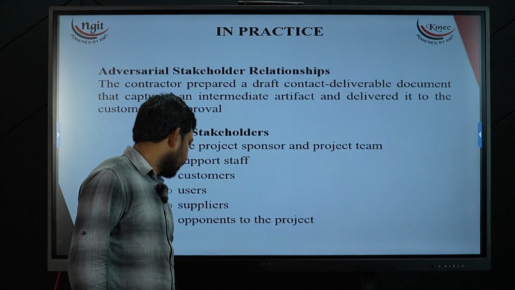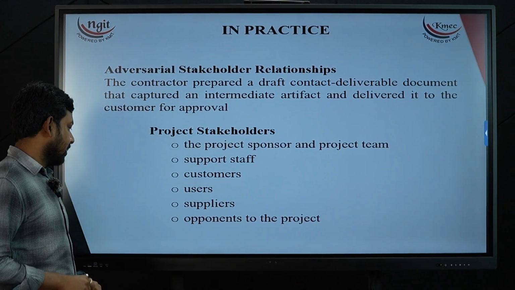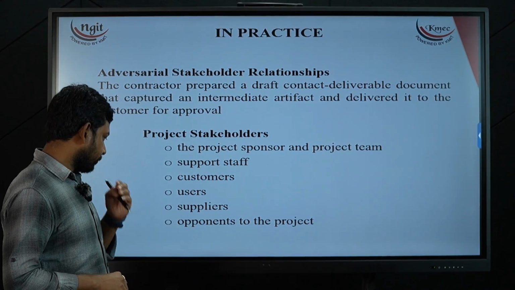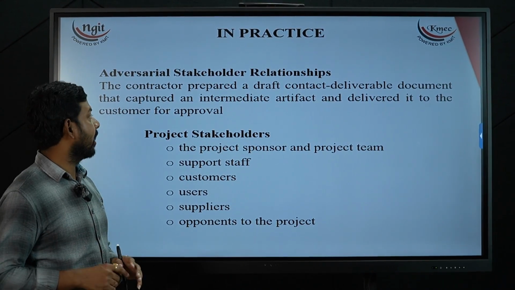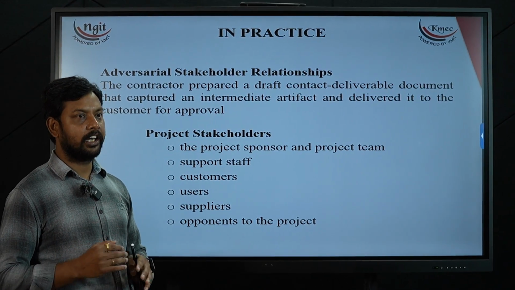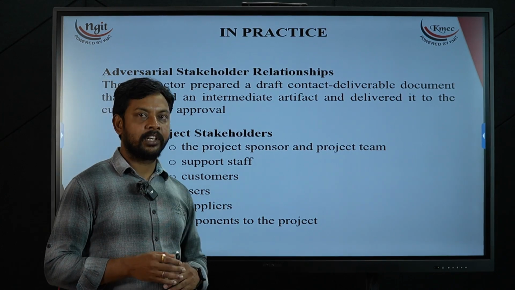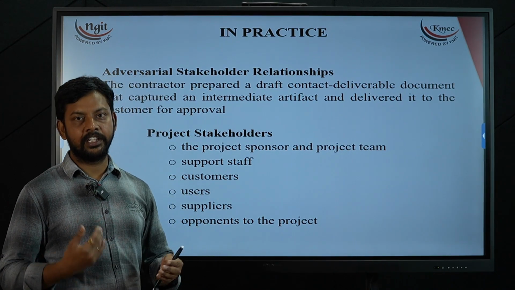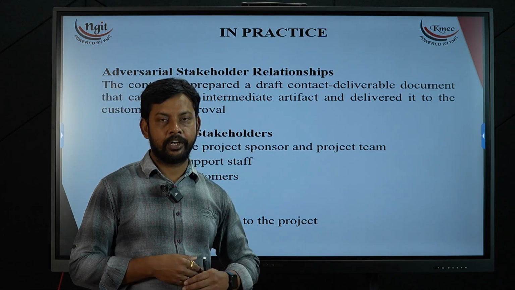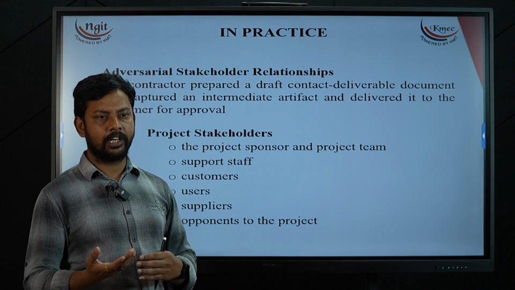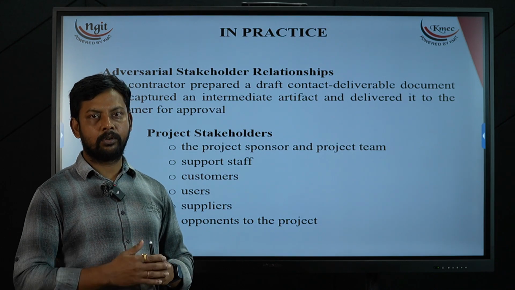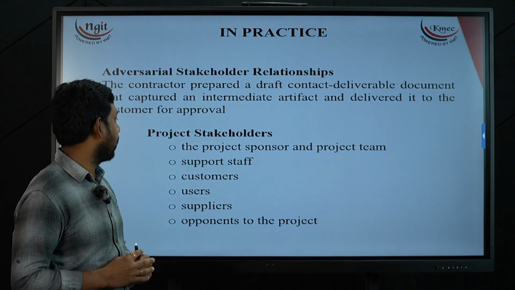And the fourth part is adversarial stakeholder relationships. Here the contractor is going to prepare a draft. This draft is going to be a deliverable document. It consists of a certain set of conditions, like what the end product the contractor is going to deliver, at which phase, at which particular time or period, and what the deliverable content of that particular contract could be, right?